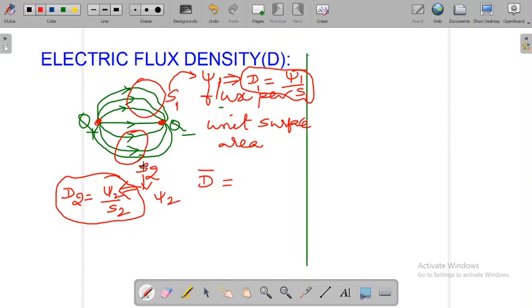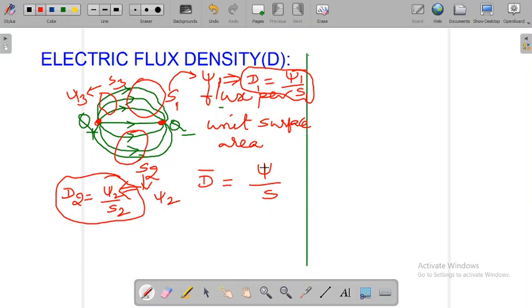If this area changes, the flux crossing that area also changes. We can write D as flux per unit surface area. Of course, electric flux is represented by psi, divided by S, the unit surface area. If this surface area changes, let us consider S3. In this case, the flux crossing this surface area is different. Surface area changes, flux changes.